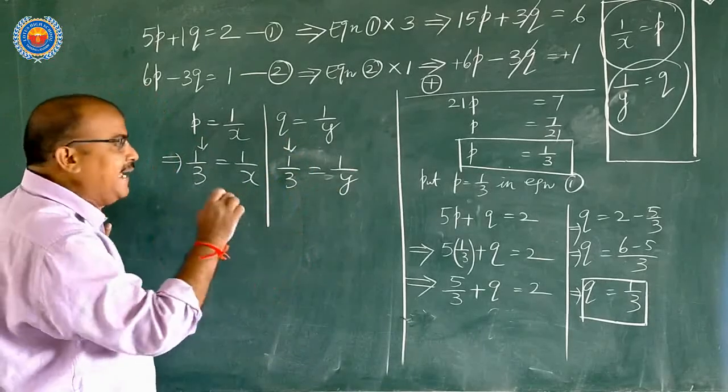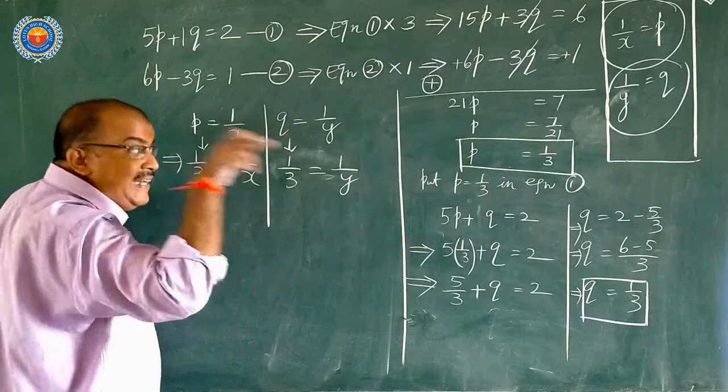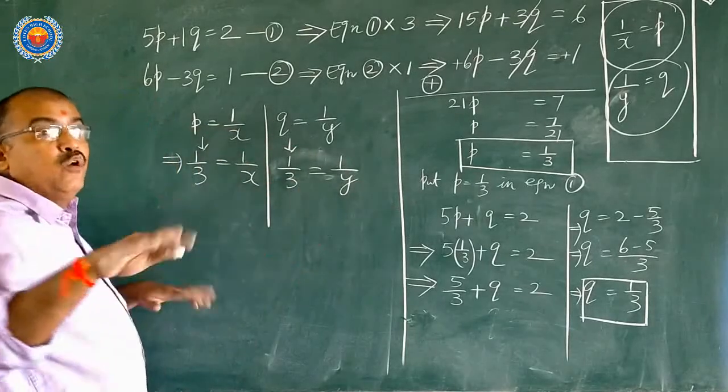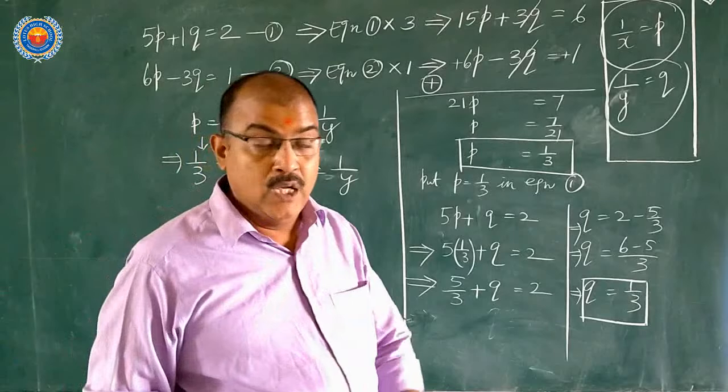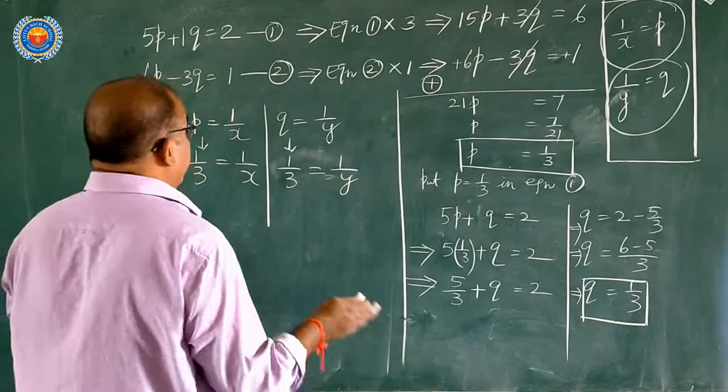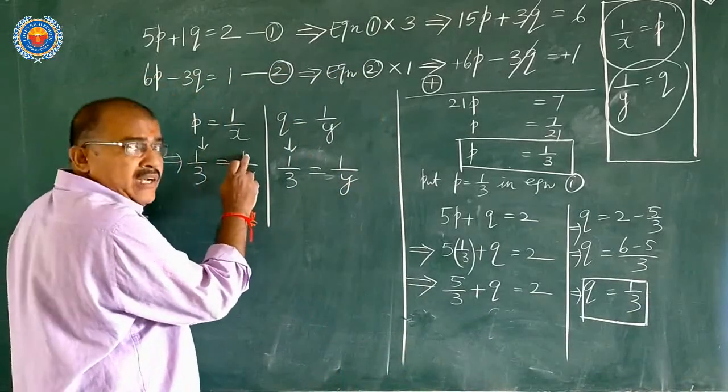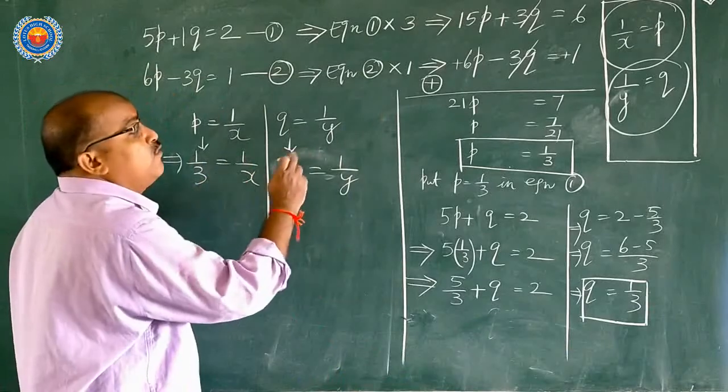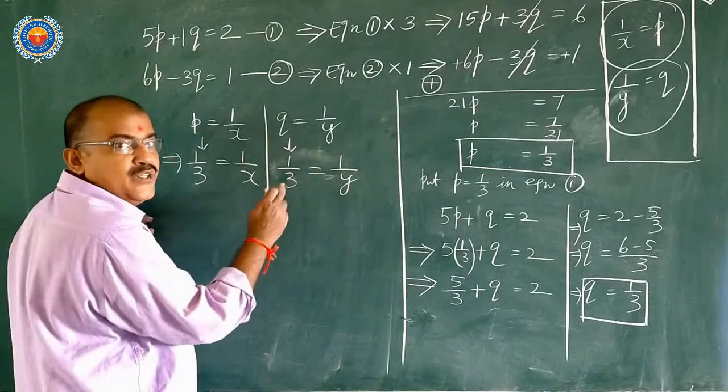Finally, directly I can write x is equal to 3, and directly I can write y is equal to 3. If you want, you can go for cross multiplication. Why? Because here 1 is equal to 1, that's why x is equal to 3. Here also 1 is equal to 1, that's why y is equal to 3.